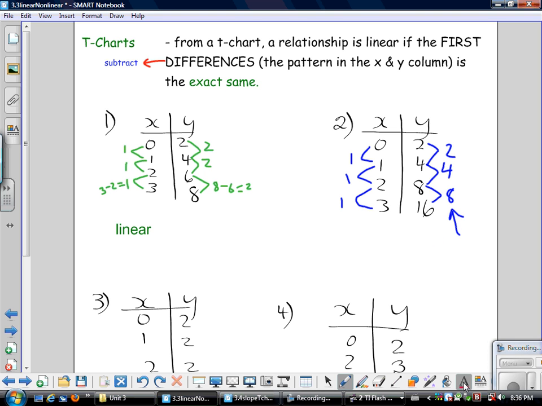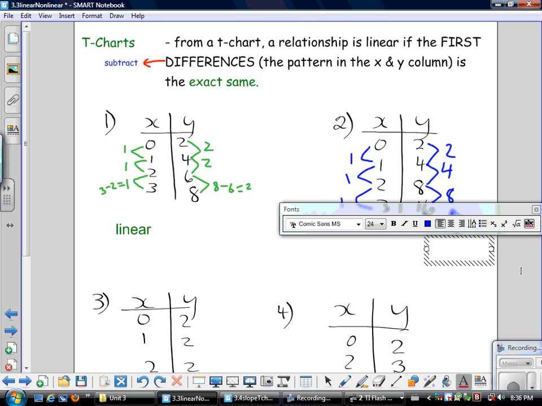That doesn't mean to say that it doesn't have a pattern, because it does have a pattern: 2, 4, 8, 16. And can you guess what the next one should be? Probably 32 if it follows the same pattern. So it's not that it doesn't have a pattern. The first differences when I subtract have to be the same. So these numbers are different.